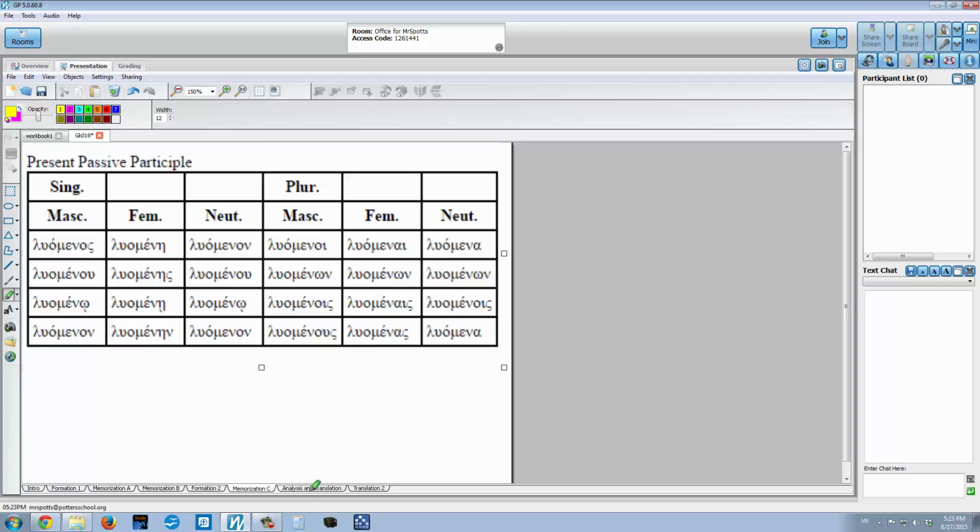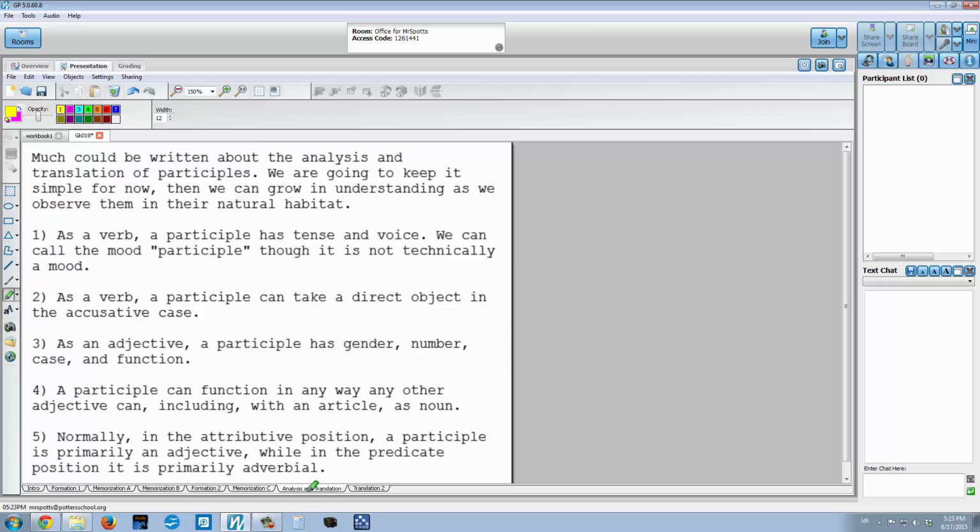Now, what is going to be challenging about the participle? Here it is for analysis and translation. People have written long books about the analysis and translation of a participle, and we're just going to keep it simple. We'll try to observe the participles in their natural habitat, and that will go nicely. Just remember, please, you might want to write this down, take a screenshot. As a verb, a participle has tense and voice. Does it have mood? Well, not really. Technically, participle is not a mood, but I'm going to break the rules and bother grammarians and say, yeah, we'll just call the mood participle, and that'll be okay.